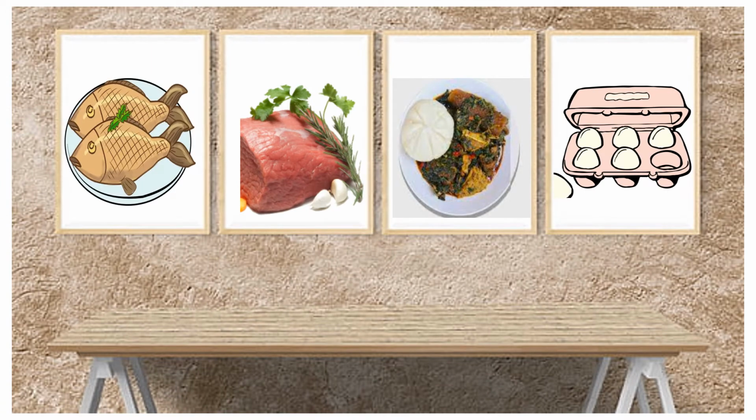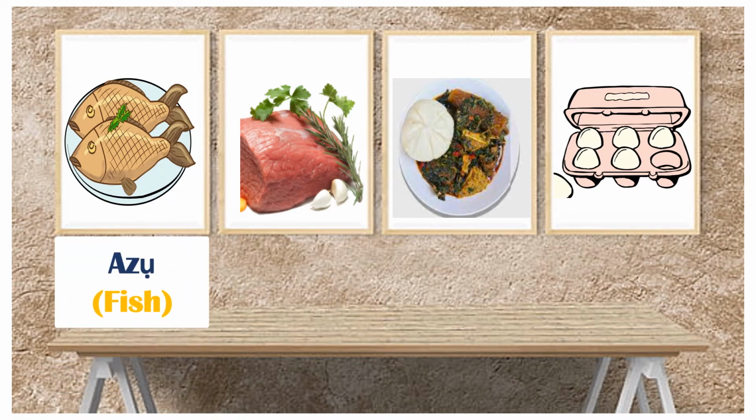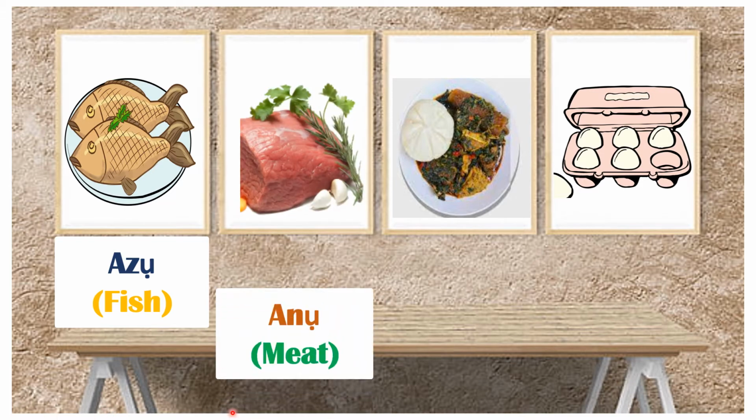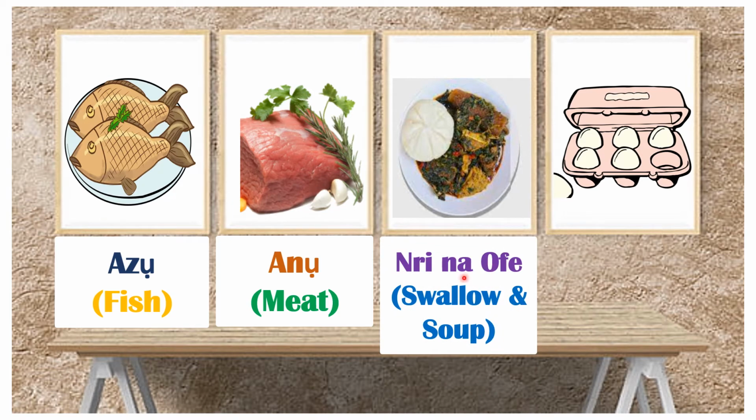Next item bụ azụ. Azụ bụ fish. We also have anụ. Anụ bụ meat. And we have a very interesting one, so delicious. Nri na ofe. Nri na ofe bụ swallow and soup.